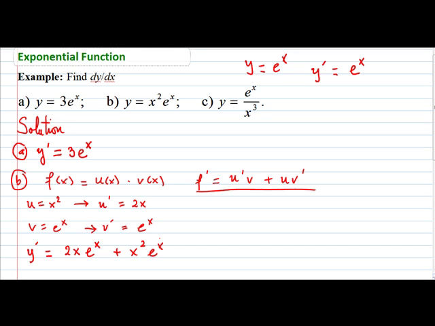Okay, I see that I have two terms that have e to the x in common and also x in common. So I pull out e to the x and x. So I pull x and e to the x out from here. I'm left with 2 plus. Then I pull out e to the x and x, I'm left with x. So this is our answer.